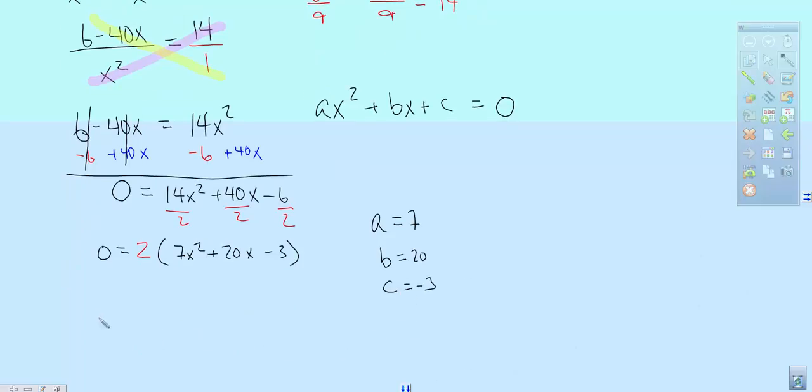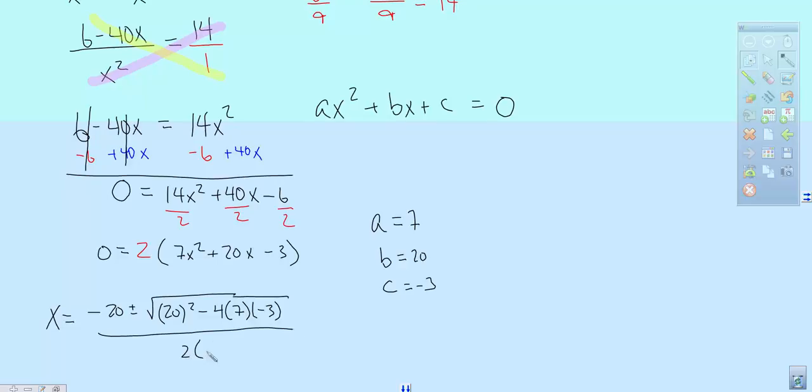We plug it into our quadratic formula. So x is equal to... we start simplifying that.